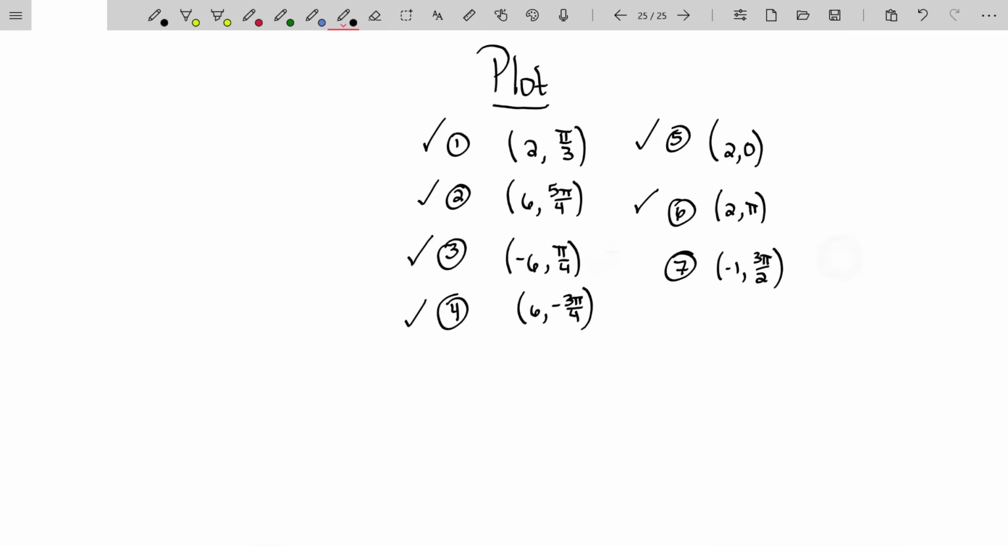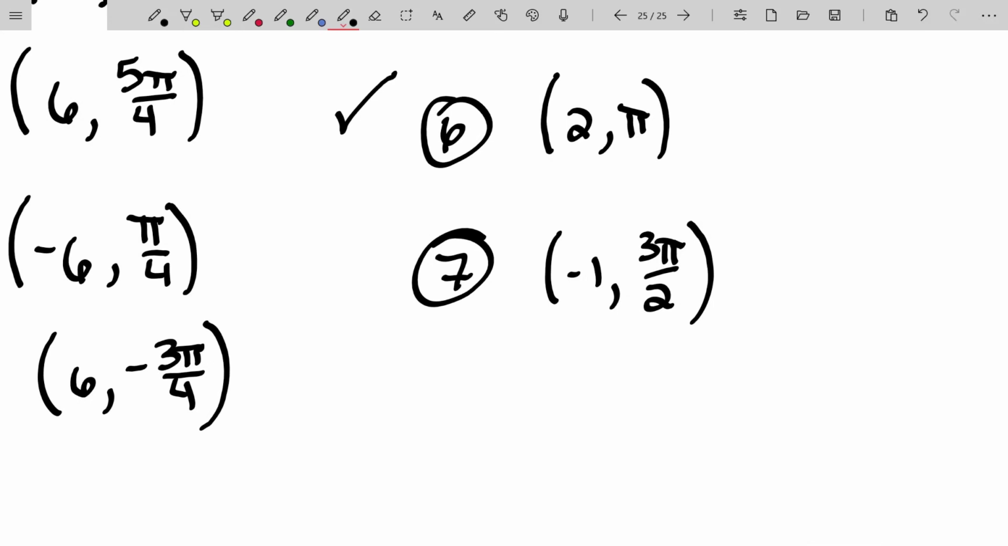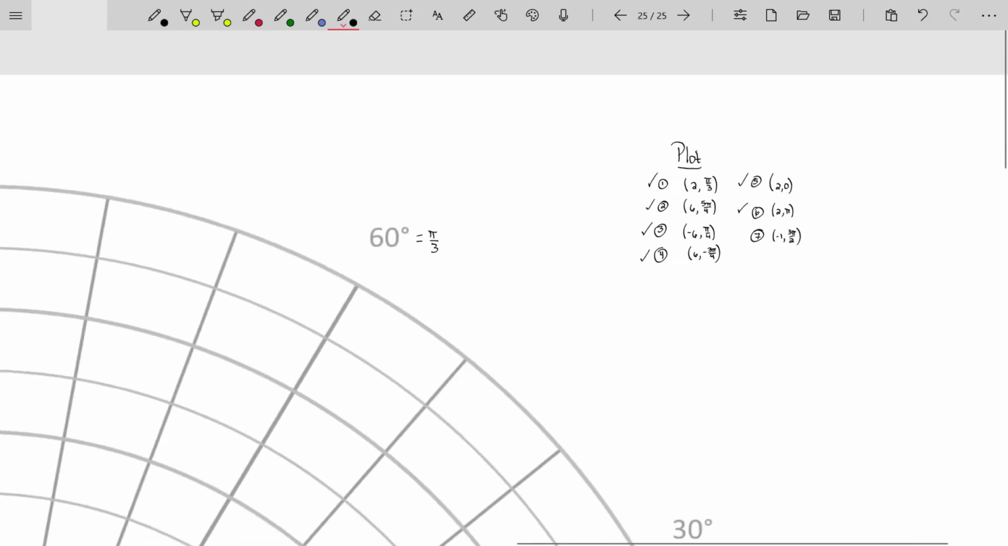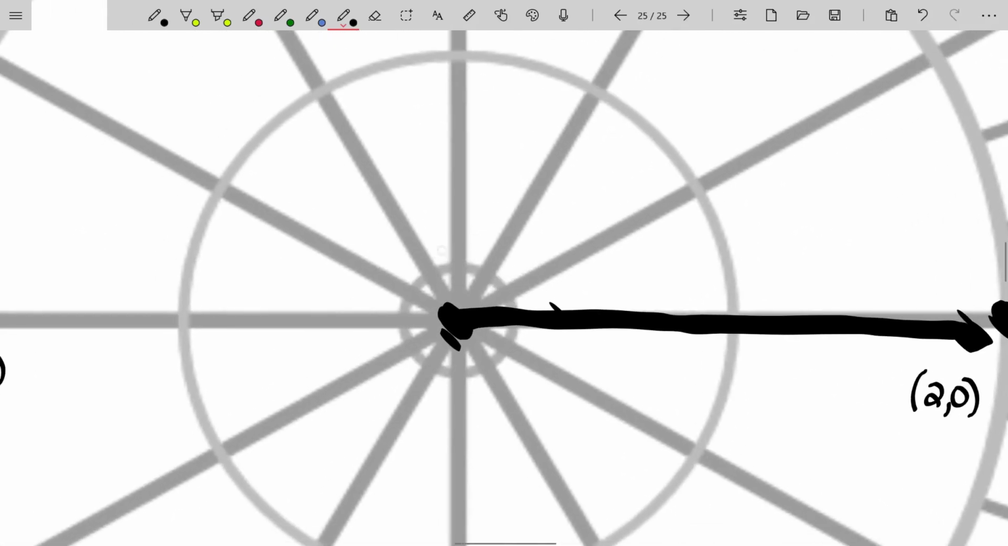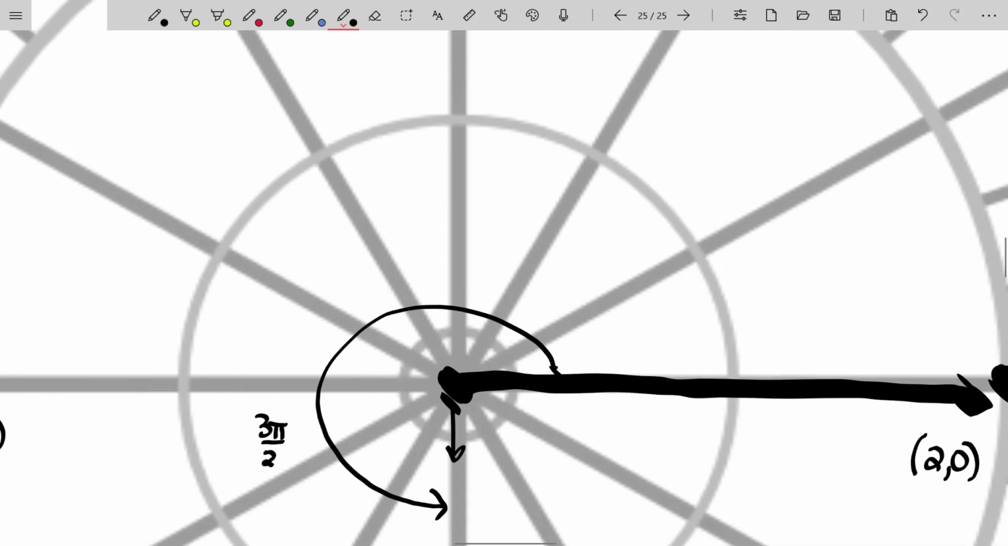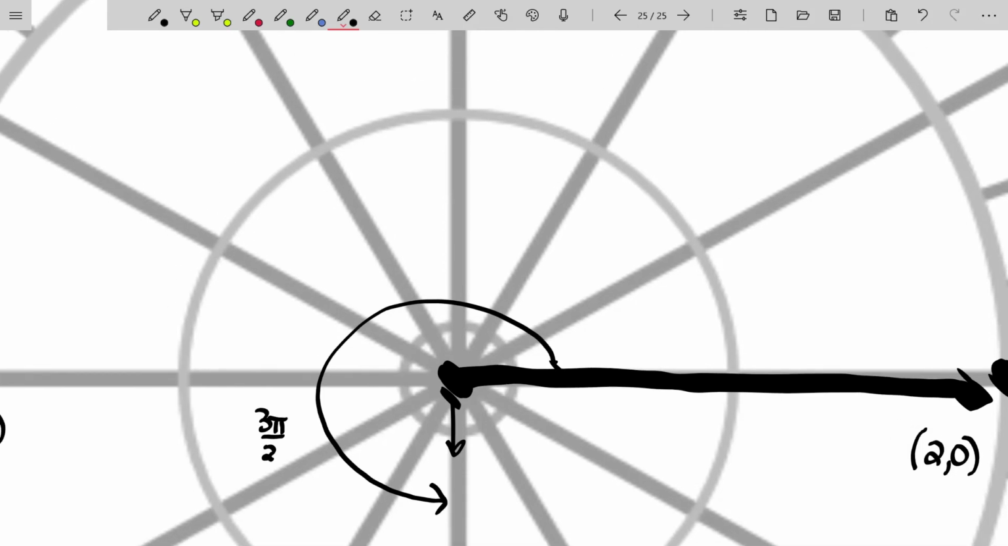Finally, let's go ahead and plot -1 comma 3 pi over 2. Again, you start by facing the angle, which is 3 pi over 2. So I'll rotate through an angle of 3 pi over 2, which lands us right here at 270 degrees. That's 3 pi over 2. And then, now that we're facing that direction, we will actually step backwards because we want to plot -1 comma 3 pi over 2. We'll step backwards to here, 1 step. That is -1 comma 3 pi over 2. So there, we've gone through all of those examples.